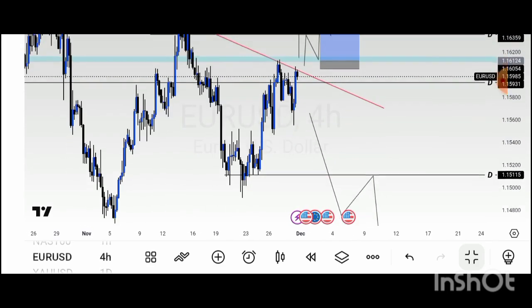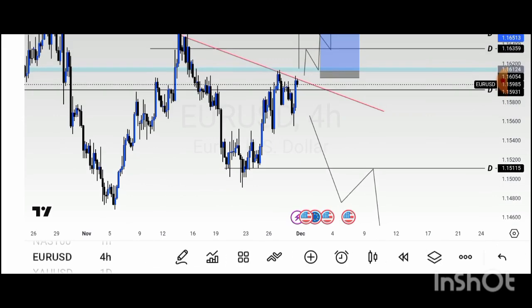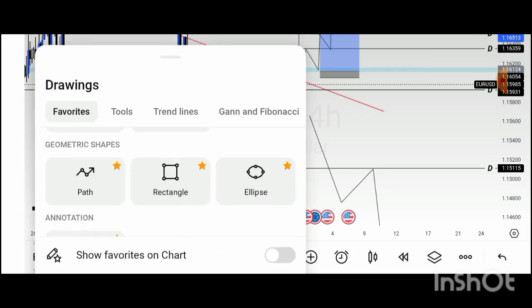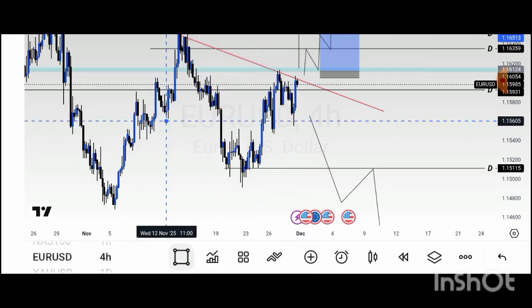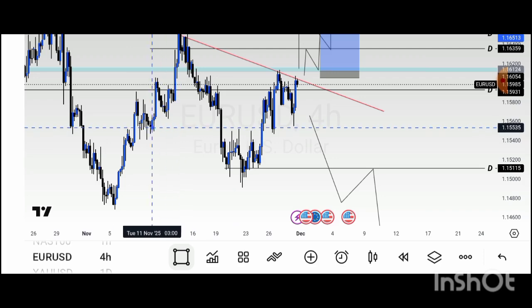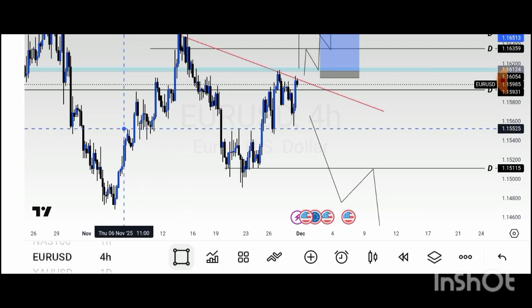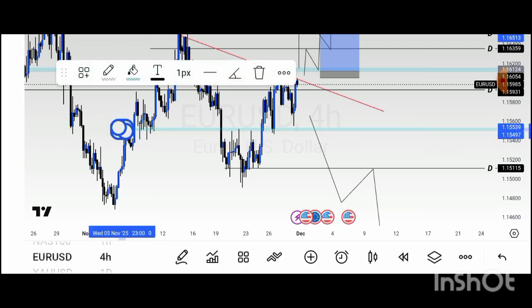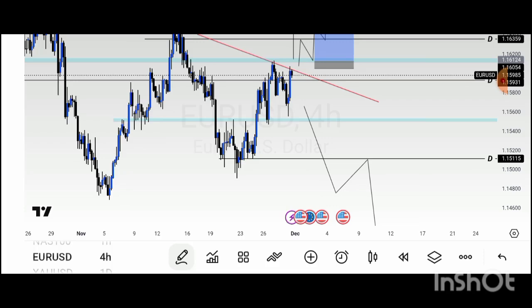And on what condition am I going to be selling on this time frame? I'm going to be selling, this is actually the key support level here, right? So this is actually the key support level here.